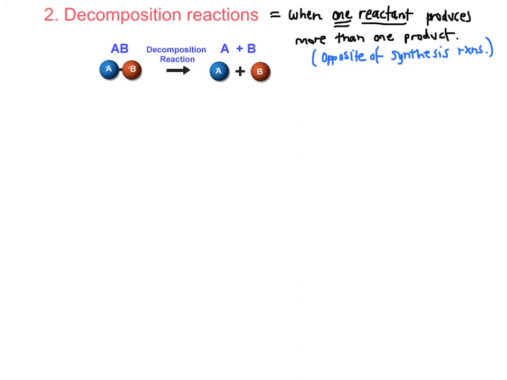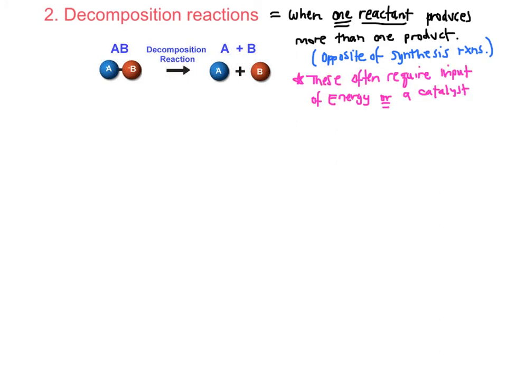All right, let's talk about the second class of chemical reactions, the decomposition reaction. A decomposition reaction is when you have one reactant and it is going to break apart into 2 or more products. And you might notice that this looks very similar to what we just looked at. That's because it's the opposite of a synthesis reaction. It's the reverse of a synthesis reaction. Whereas in a synthesis, we took 2 and combined them into 1, this is now taking 1 and breaking it into 2.